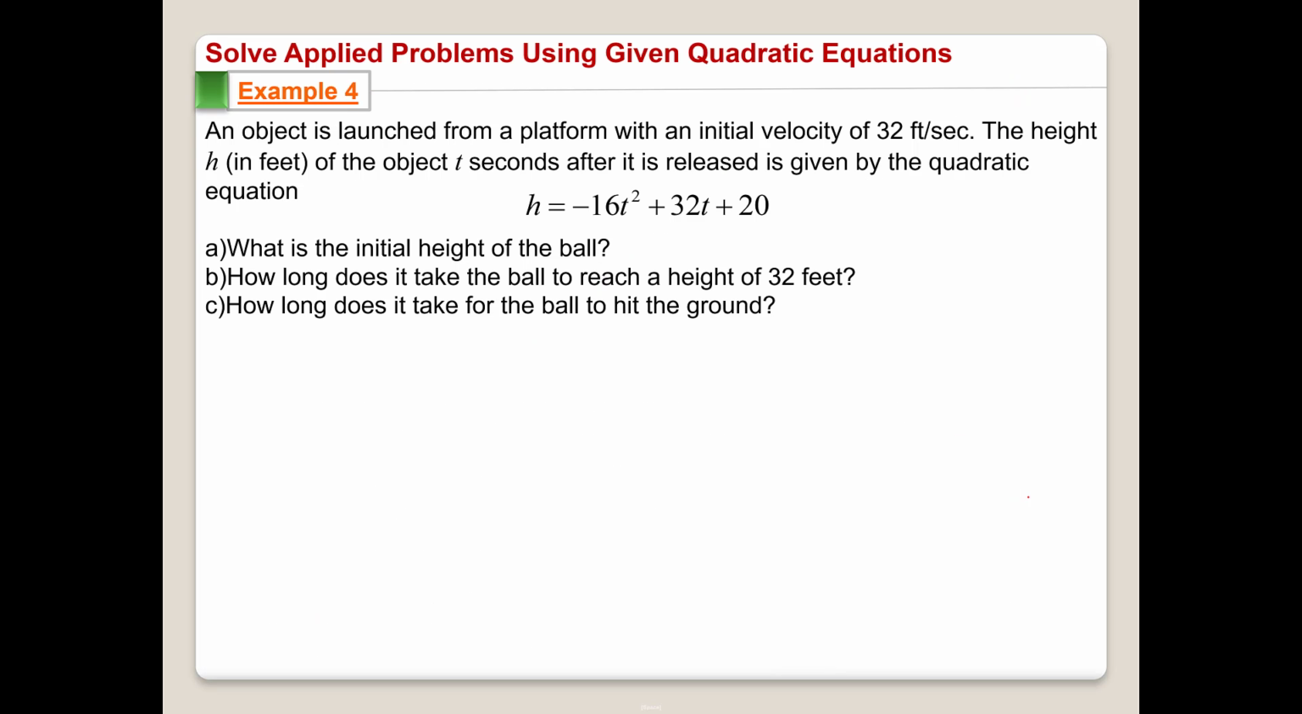Okay, so now let's do another example. An object is launched from a platform with an initial velocity of 32 feet per second. The height h in feet of the object, t seconds after its release, is given by the quadratic equation h equals negative 16t squared plus 32t plus 20. We want to find out these three things. What is the initial height of the ball? How long does it take the ball to reach the height of 32 feet? And how long does it take the ball to hit the ground?